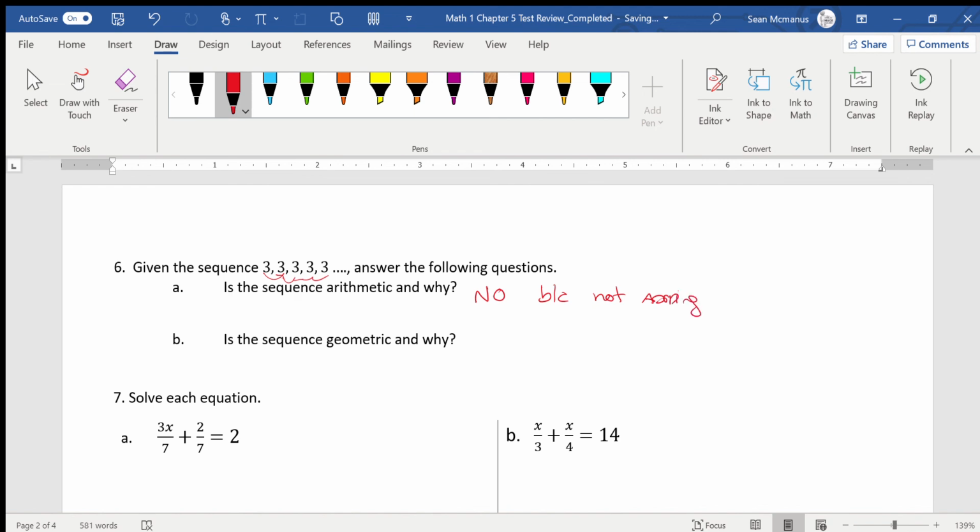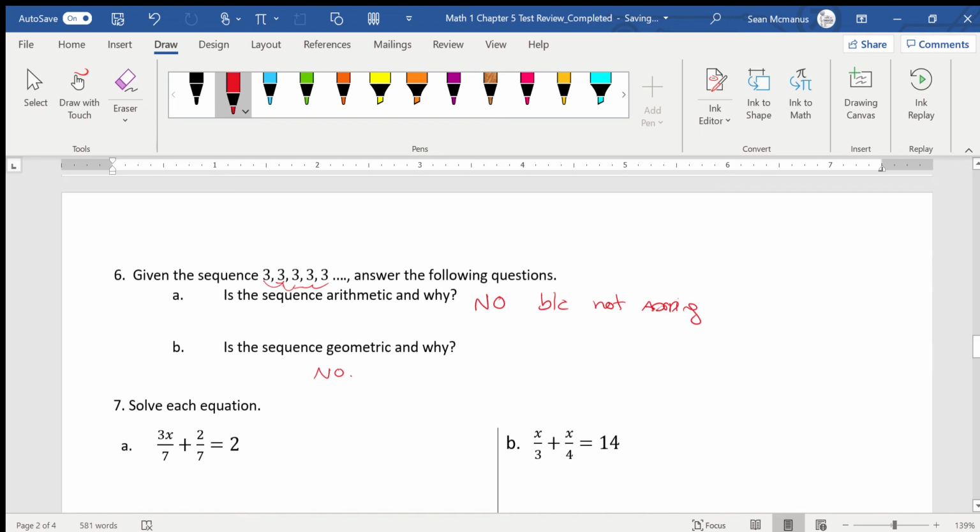Not adding. Is the sequence geometric, right? I could multiply by 1, right? That's not a sequence either, right? We have to have some difference or ratio besides those 1s and 0s. So it's kind of an extra question there.